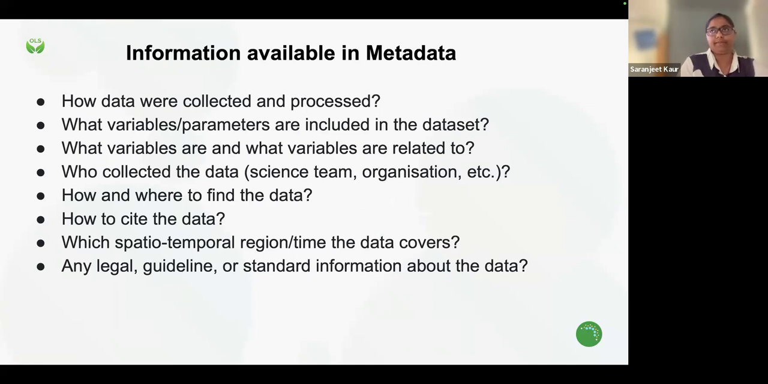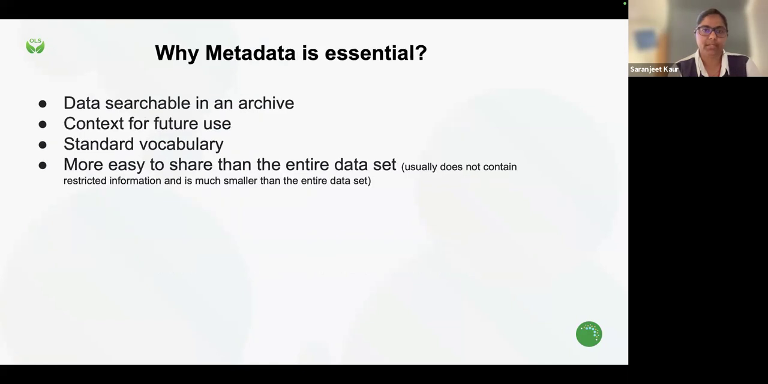So what kind of information is usually available in metadata? If we are looking at the metadata of a particular data set, then it could include information about when and how that data was collected and processed, what kind of parameters or variables are included in the data set, who collected the data, say which organization or which team, how it can be cited, and it can also include some spatio-temporal information or any legal guidelines about this data. This kind of information about a particular data set is called metadata.